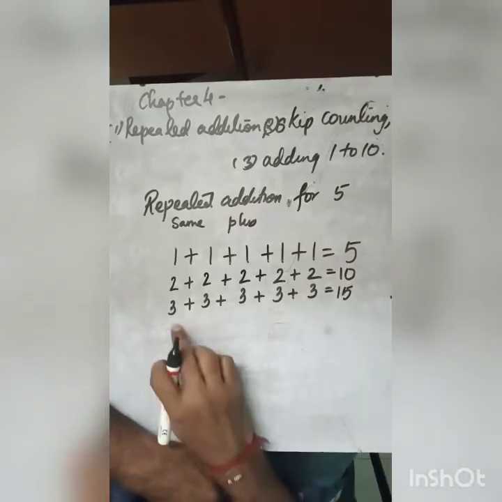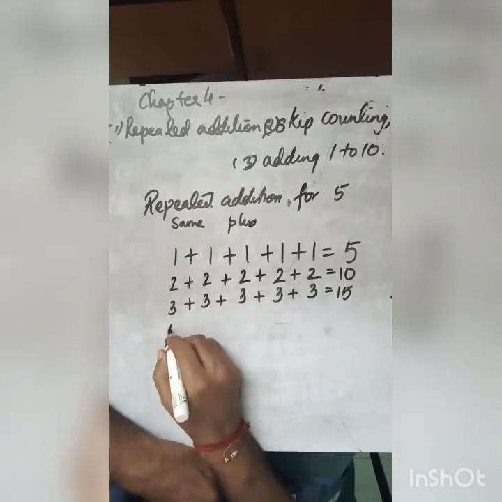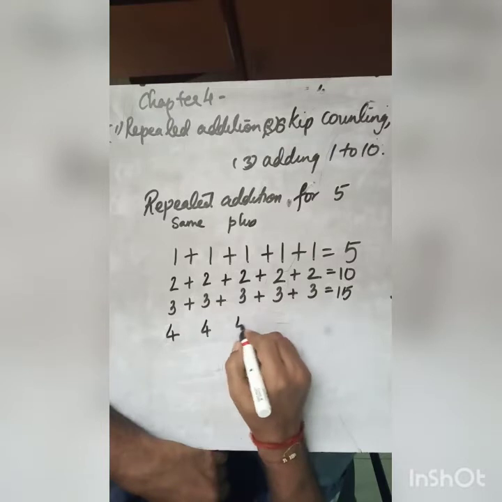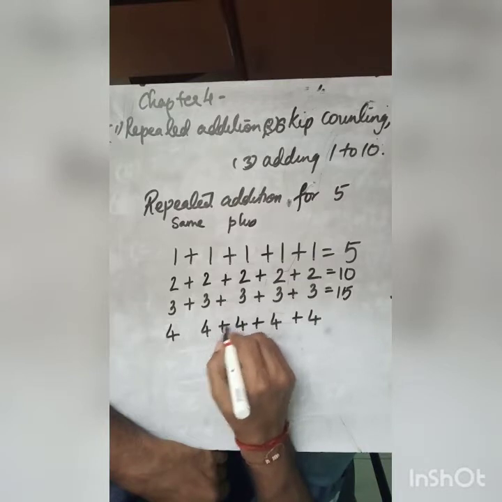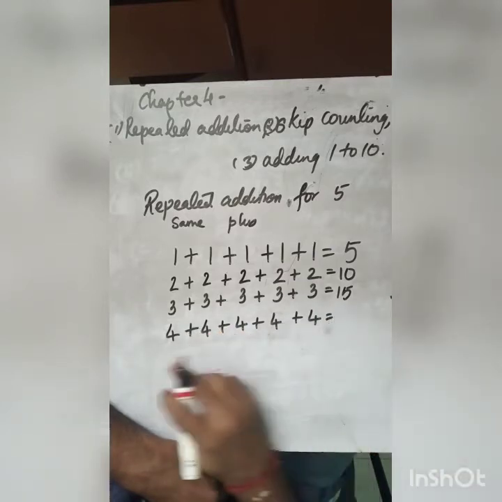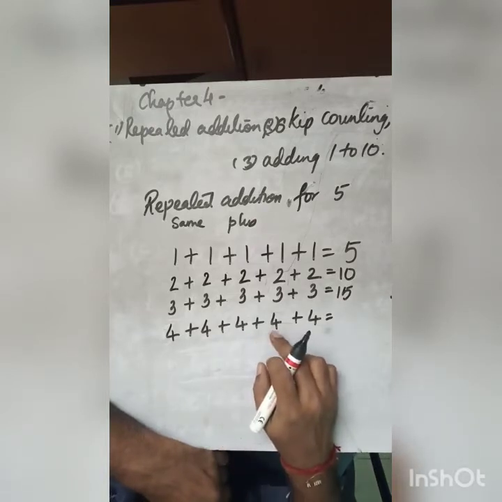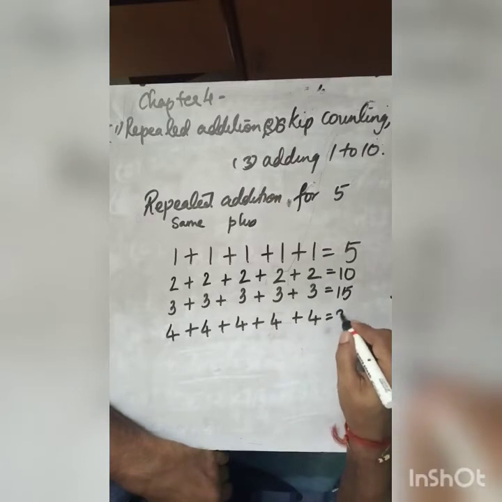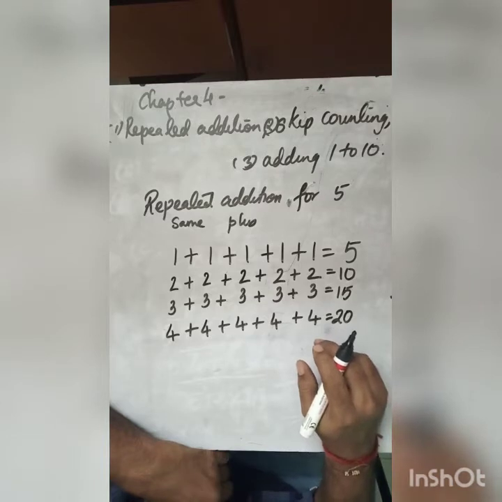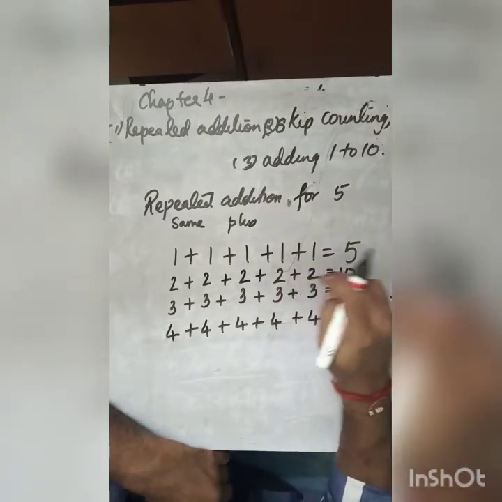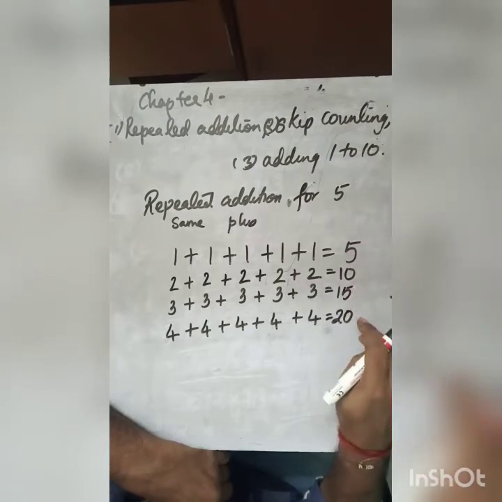Aur ab jab 3 hai, 3 ke baad repeated addition. This method is repeated addition. To 3 ke baad kaun sa number aayega? Yes, 4, 4, 4, 4, 4, plus, plus, plus, plus. 4 plus 4, 8 plus 4, 12 plus 4, 16 plus 4, that's 20. So this method is called repetitive addition. And I'm doing this to get the table of 5. See, 5 1s are 5, 5 2s are 10, 5 3s are 15, 5 4s are 20.